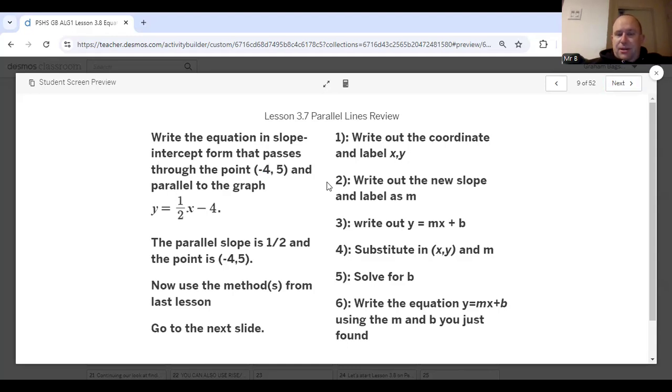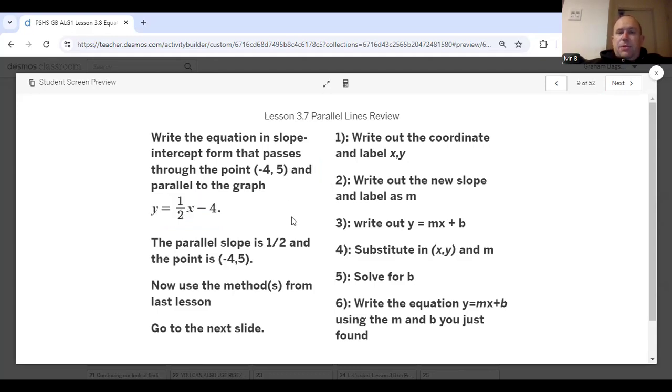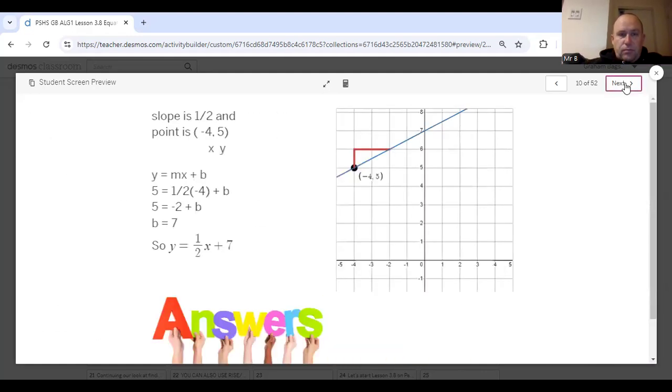So instead of saying that the slope is, they're now going to add this phrase in here, and it is parallel to the graph of something like this. So as I'm doing step 1, I would just write down my coordinate as normal. And then in step 2, I'm looking here for the slope. So the slope, that number in front of the x value, and then I can write that out as my new slope. So I would write out this coordinate. I would use m equals 1/2, and then I would do exactly the same as I did in lesson 3.6.